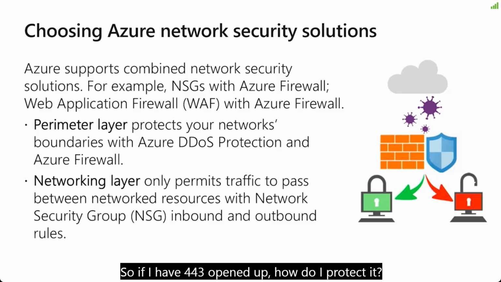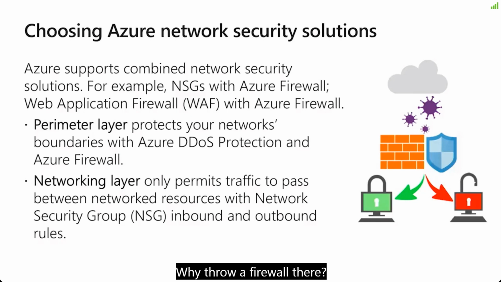So if I have 443 opened up, how do I protect it? Well, I throw a firewall there, commonly known as a layer 7 firewall or a stateful firewall, or in our case, a web application firewall. It's just on the very edge, and what it does is scan the information. Just like when I go to the airport.